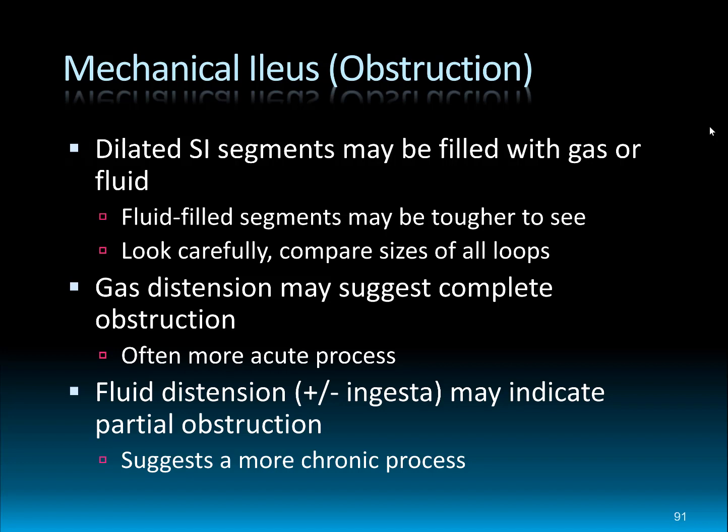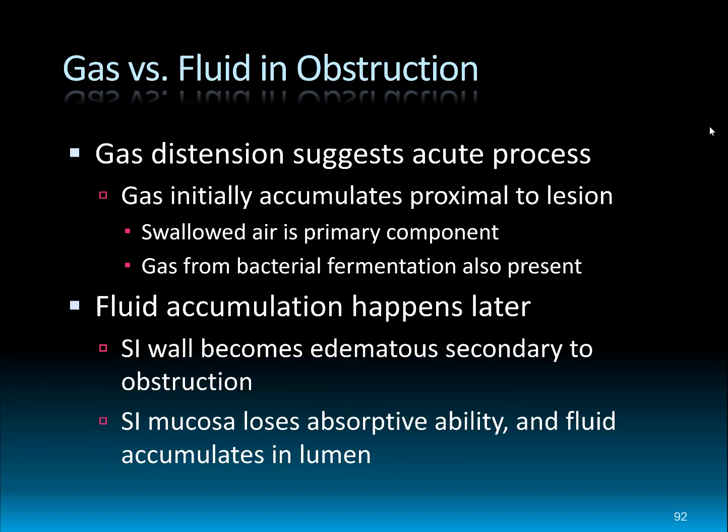When you see gas distension of the small intestine, that is more commonly due to an acute process and is more commonly due to a complete obstruction, whereas a distension with fluid or some component of ingesta often indicates a partial obstruction and a more chronic process. And that's because when an obstruction happens, usually gas is the first thing to accumulate there because the patient's going to be aerophagic. There's going to be some swallowing of air. There's also some gas from bacterial fermentation.